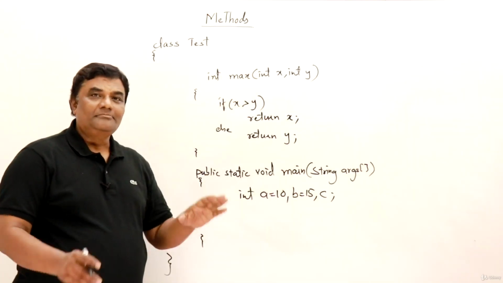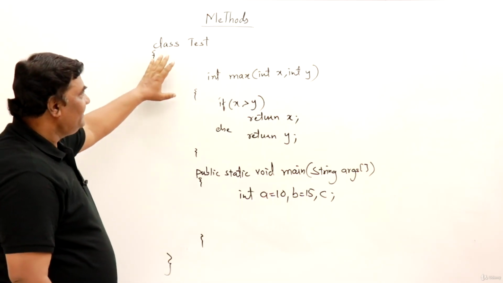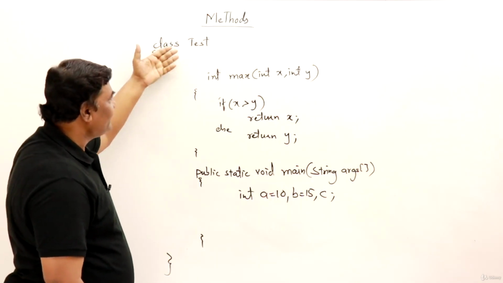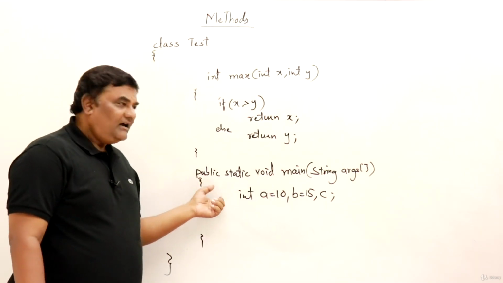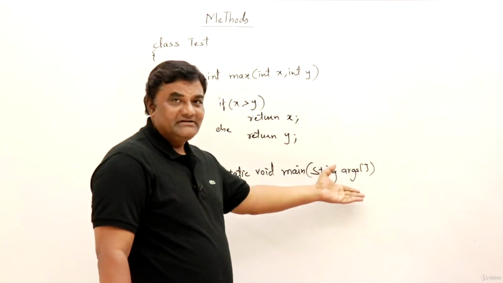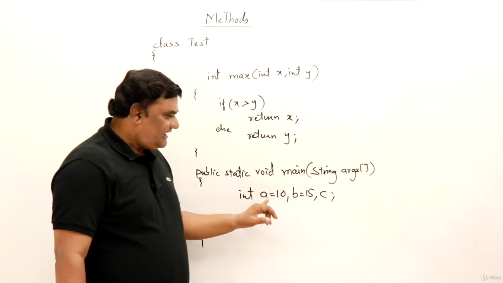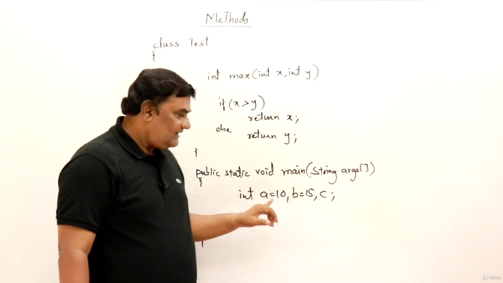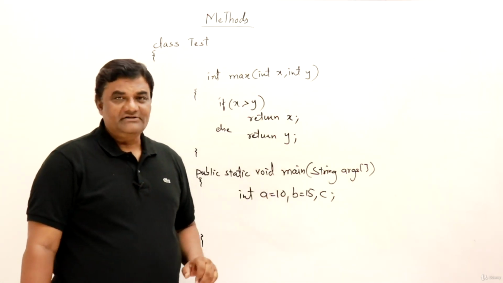So here I have written a complete Java program. We know that a Java program should be written inside a class. So this is class Test, and this is the main method. You know the signature of the main method: public static void main, String arguments, that is an array of arguments. Then inside this I already have three variables a, b, c, and a has value 10, b has value 15, then c is also there.